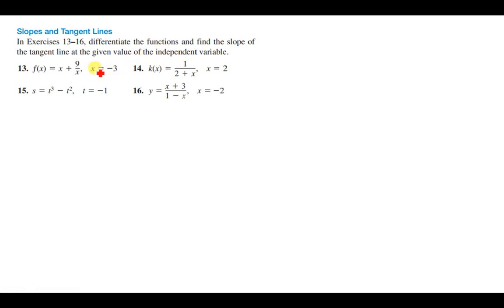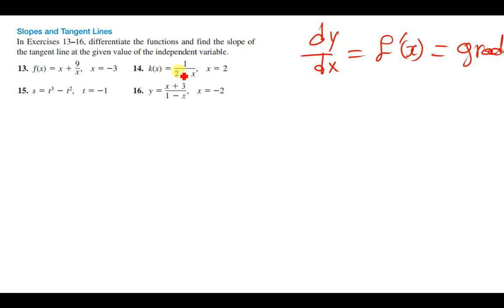Every time you're finding dy/dx, or the first derivative, you should know that you are finding the gradient function. So when you find dy/dx, or f prime of x, this is equal to the gradient function. Then they're asking us to find the slope, which is just the gradient. So when they ask you to find the slope, they're simply asking you to find dy/dx. Let's quickly begin to solve.